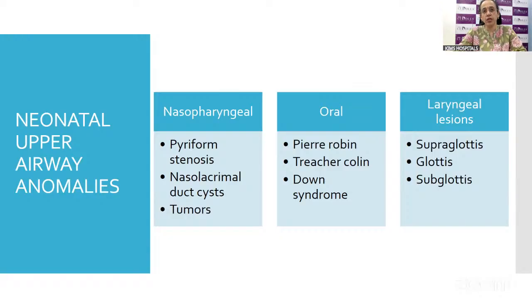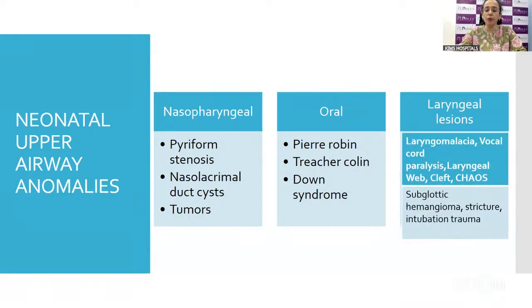Down syndrome babies can also have hypotonia and poor latching and suck. Then, that might present with some airway related issues. Coming to the laryngeal lesions, they have been divided as lesions in the supraglottis, glottis, or subglottis. The common ones which we see are laryngomalacia.